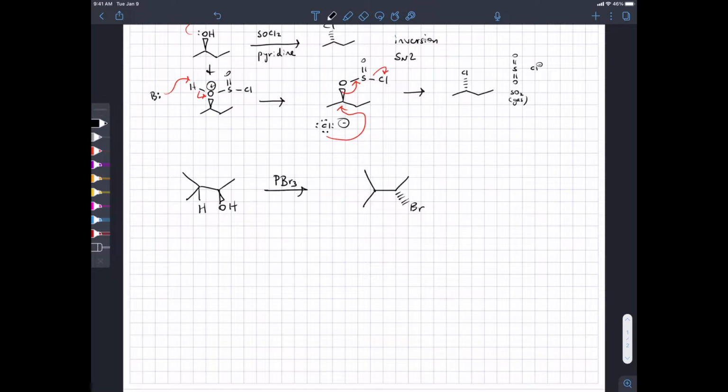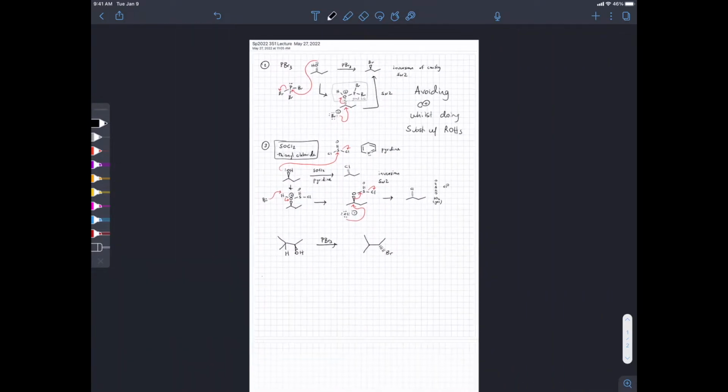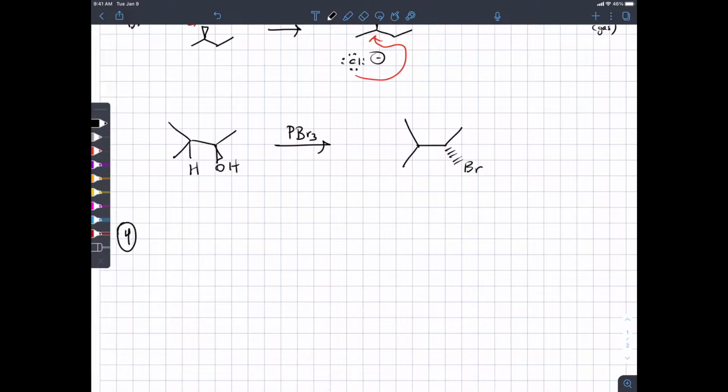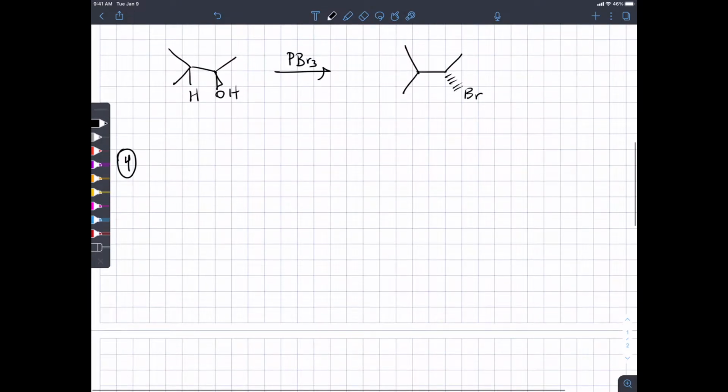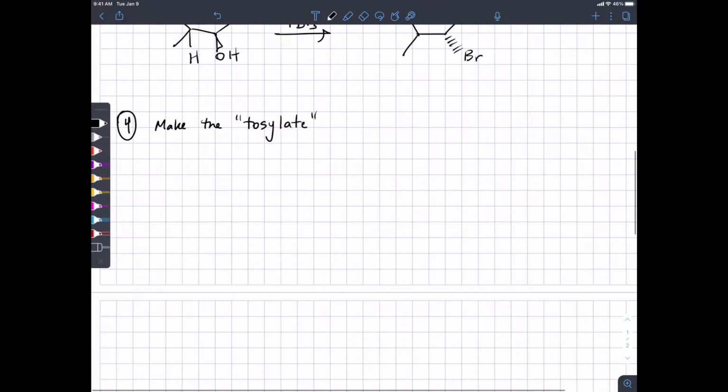So, method 4. This is also a method that avoids a carbocationic intermediate. You make the tosylate. That is a new word. So let me demonstrate making the tosylate. Suppose you have a starting material like this.